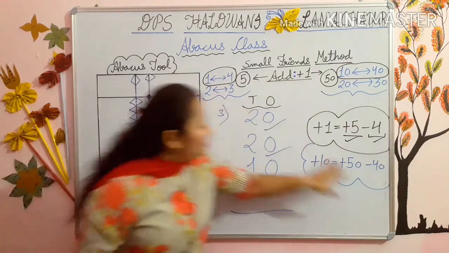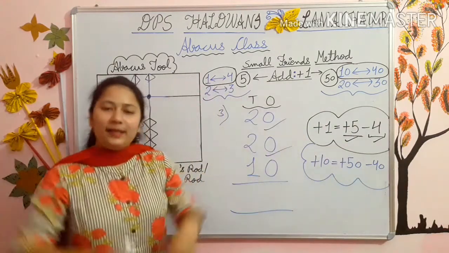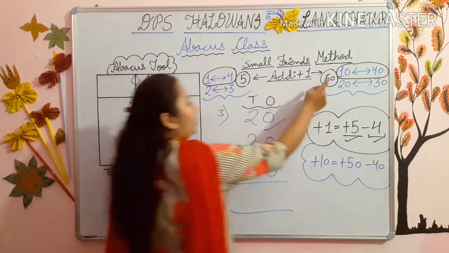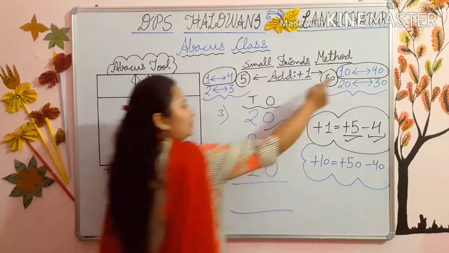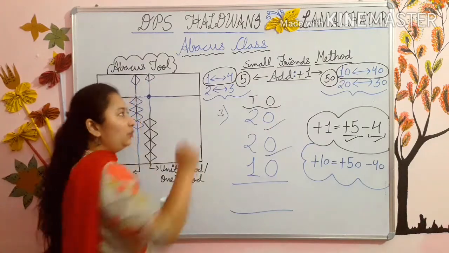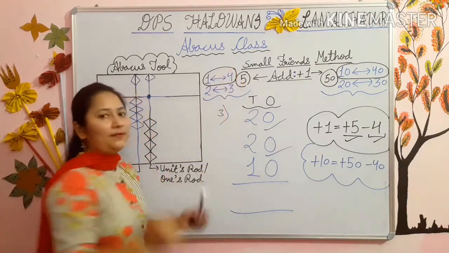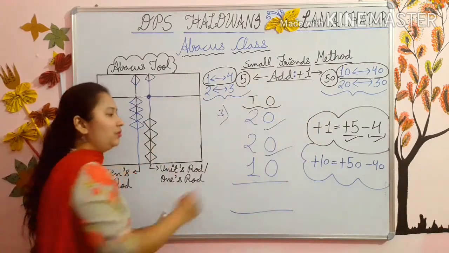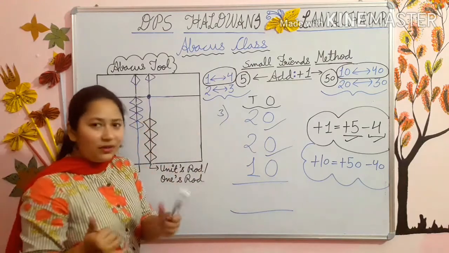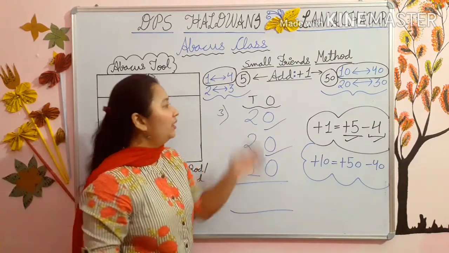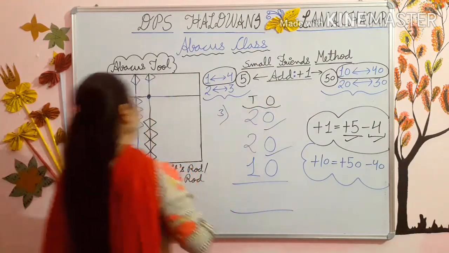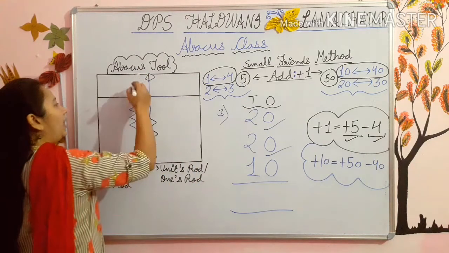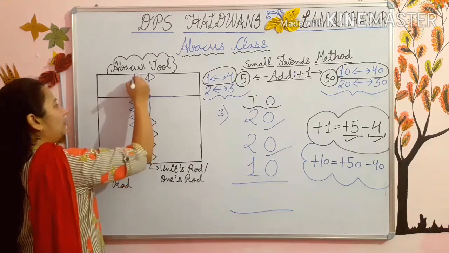See, first of all, add 50 and subtract the friend. What I have told you? See, this is 10 and this is 10. For 1, you will use this. And for 10, you will use this. So, you have to add 10 and bead is not there. Add first of all 50. So, 50 means this. This is 50. So, add 50 means put the 50 bead down.